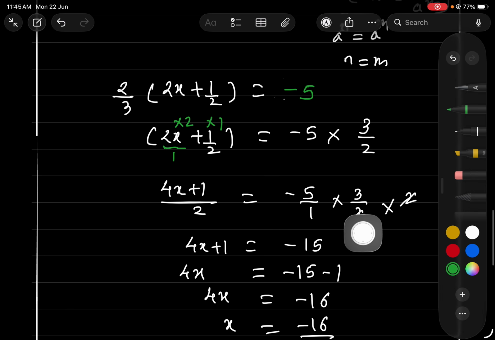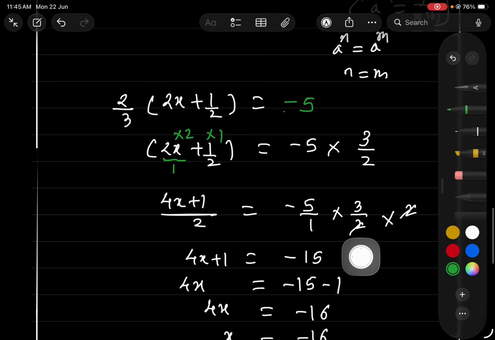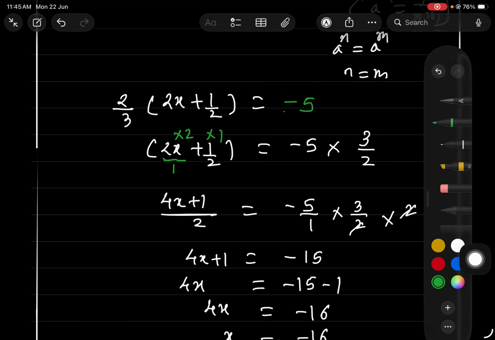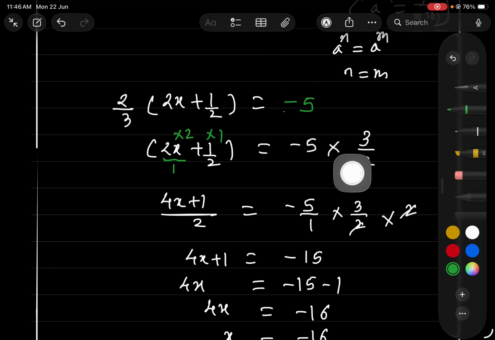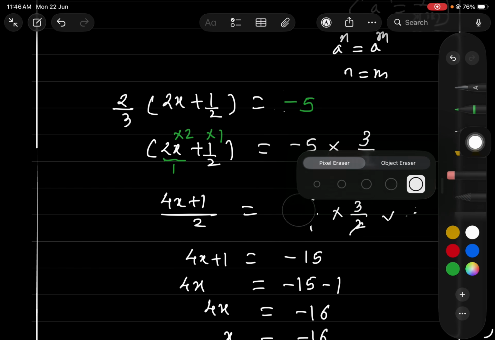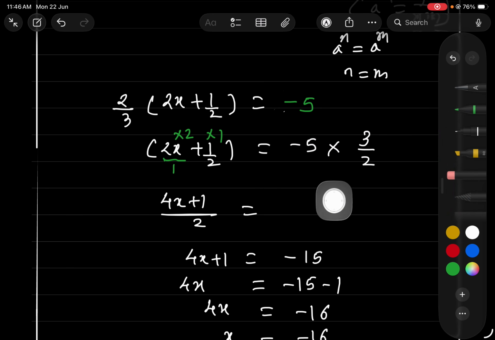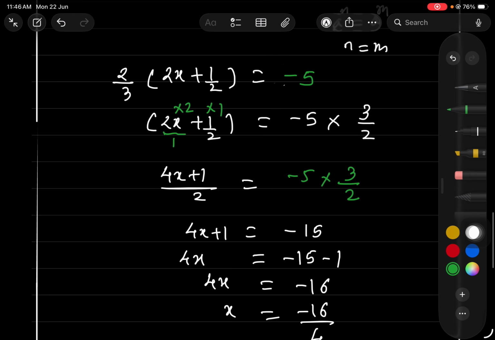Or you can keep it like this also. See here, 15 minus 15 upon 2, you can write like this. See here, your 4x plus 1 upon 2. So your minus 5, minus 5 into 3, you can multiply also. Then see here, next step, this step is coming.